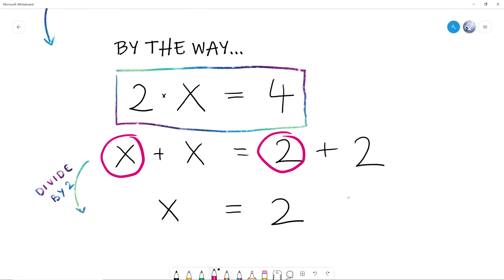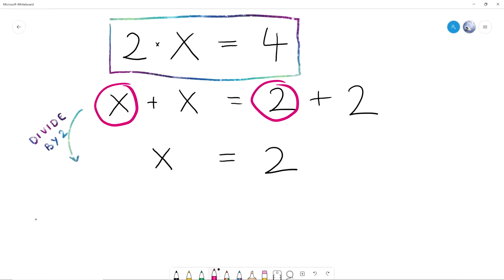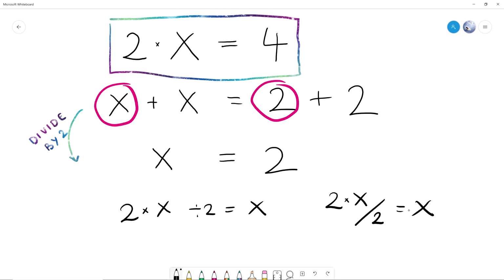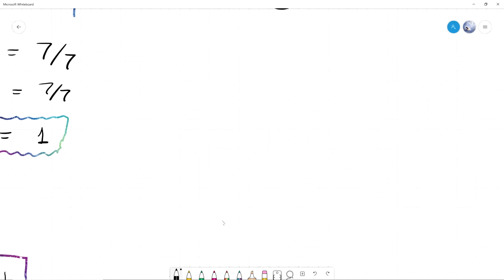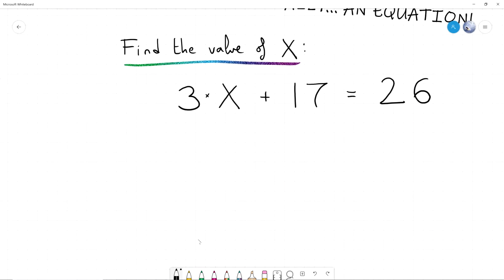Okay? We will do that often, that if I divide 2 times x by 2, that will give me x. Or in the other notation, 2 times x divided by 2 is x. Okay, and that happens often in equations that we do that simplification. All right, so I think we're ready, Natalie, to solve one equation. What do you think?